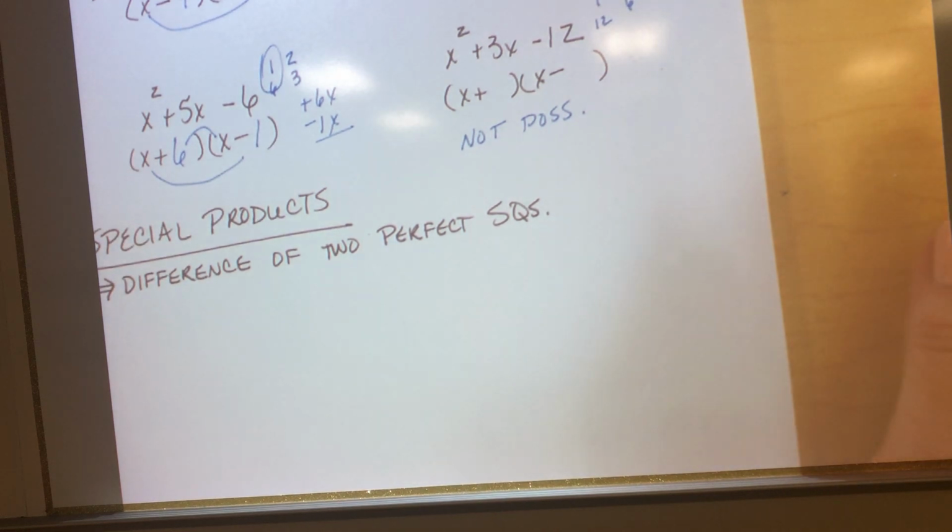So the first thing I want you to understand is, guys, you should know all your perfect squares all the way to 15. So let's see if you do, okay? What's 2 squared? Talk loud. 4. 3 squared? 9. 4 squared? 16. 5. 25. 6. 36. 7. 49. 8. 64. 9. 81. 10. 100. 11. 121. 12. 144. 13.